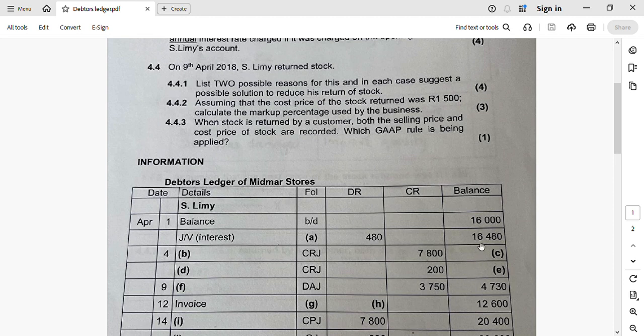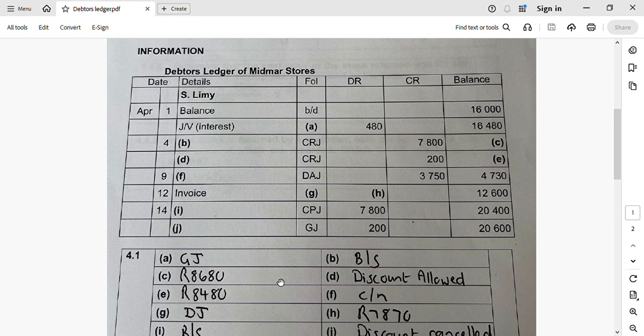To get C, obviously you're going to take the 16,480 minus the 7,800, which gives you 8,680. And then for D, it's on the same day as the transaction here, so we must have given discount. So D will be discount allowed, and that 200 Rand here will also get subtracted, which will take your balance down to 8,480. If you look at F, that's DAJ, which means stock has been returned.